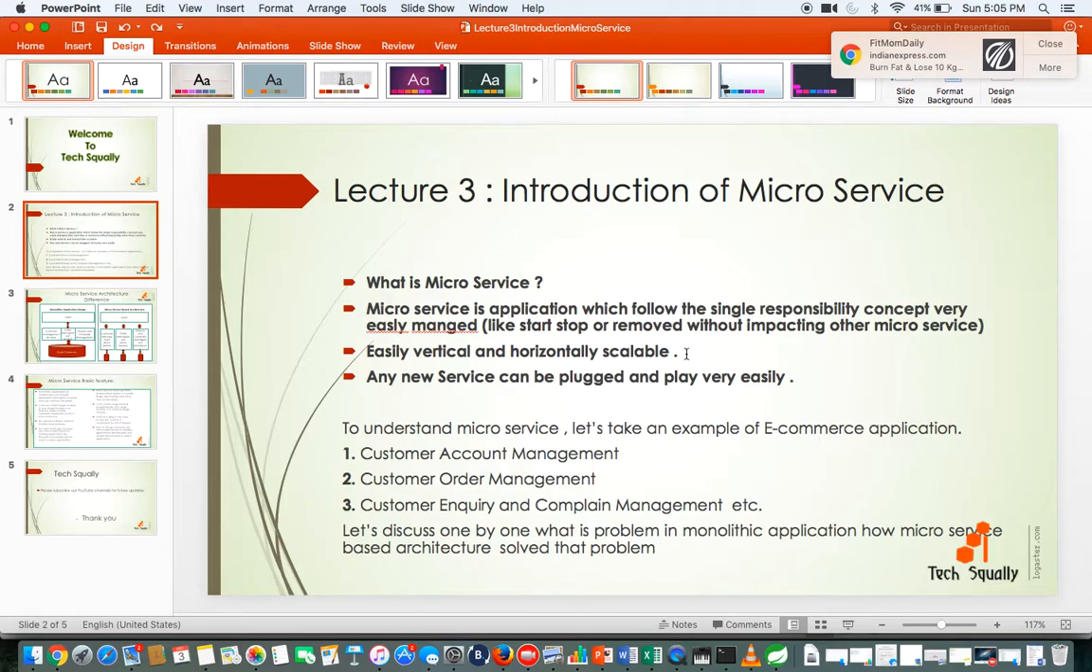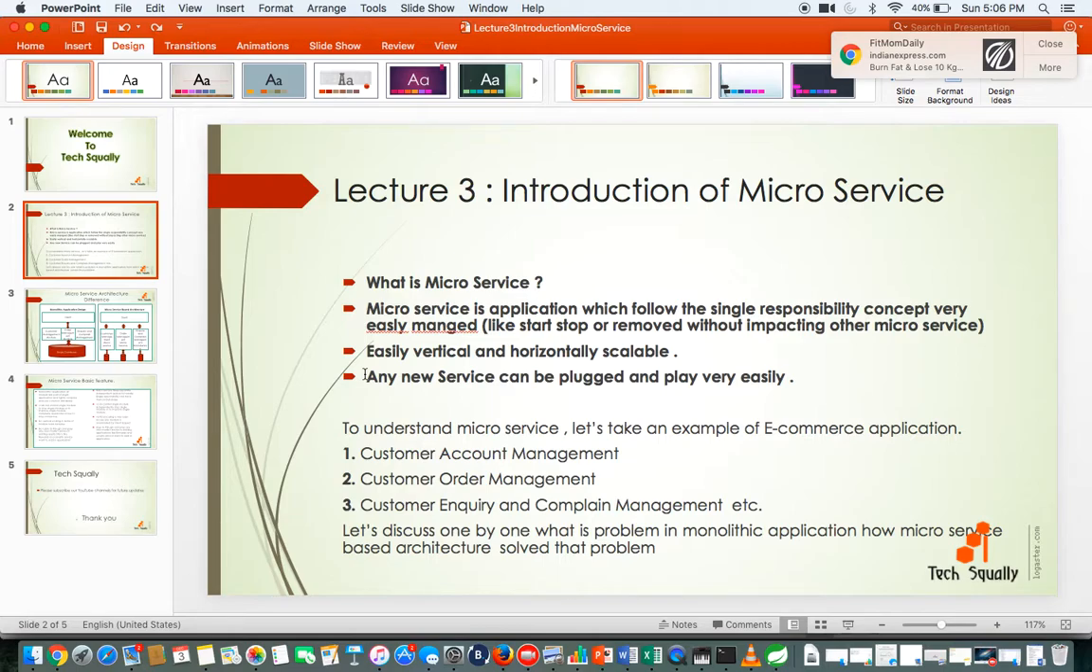Meaning, if an application has 4 microservices, and out of the 4 one service is overloaded and we want to add one more instance of that microservice, we can easily increase the number of instances of a single microservice. So it is called vertical scaling. And one more feature of microservice is that any new service we can easily plug and play into the microservice based architecture.